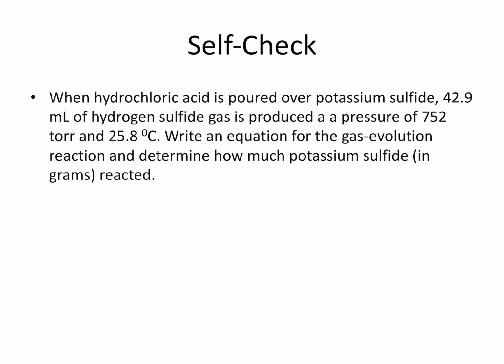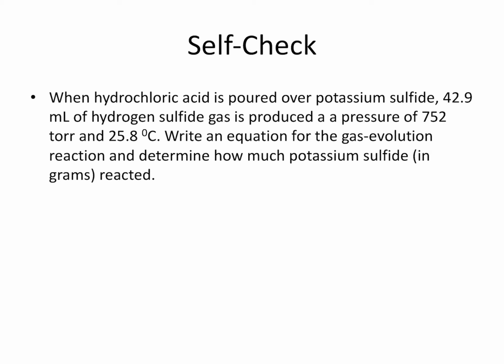With a little review problem as we lead to the rest of our chapter. When hydrochloric acid is poured over potassium sulfide, 42.9 milliliters of hydrogen sulfide gas is produced at a pressure of 752 torr and 25.8 degrees Celsius. Write an equation for the gas evolution reaction and determine how much potassium sulfide in grams reacted.